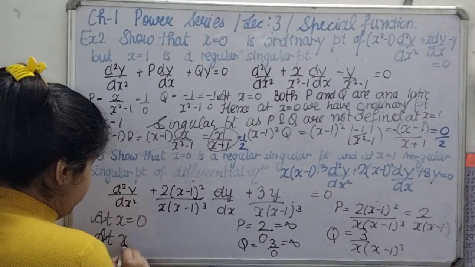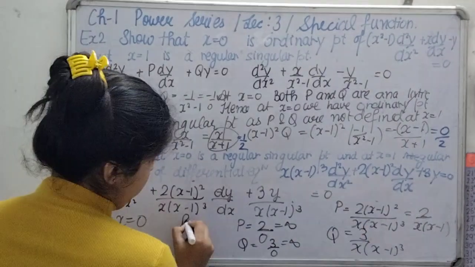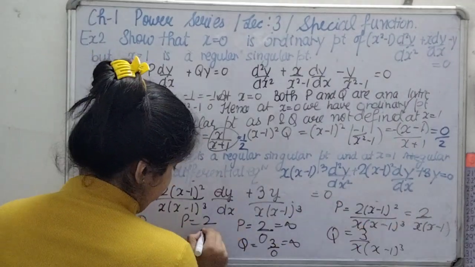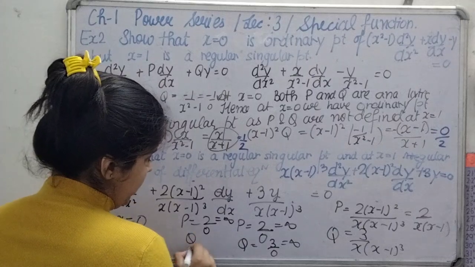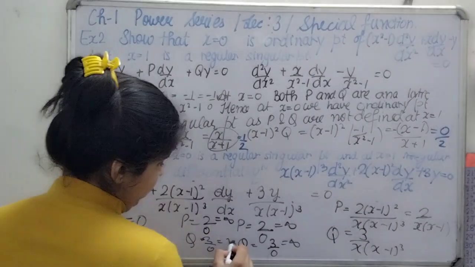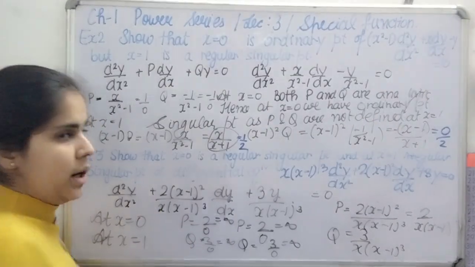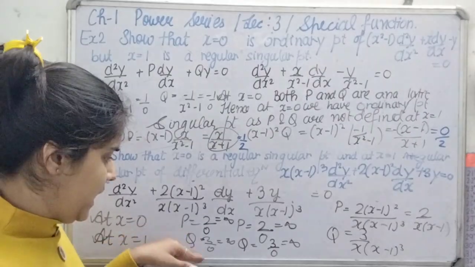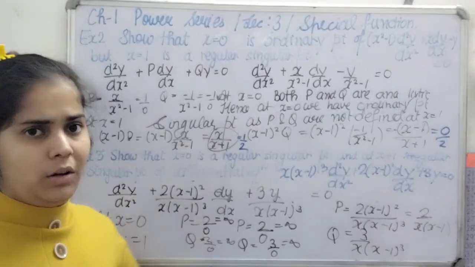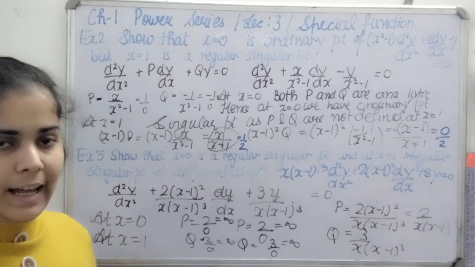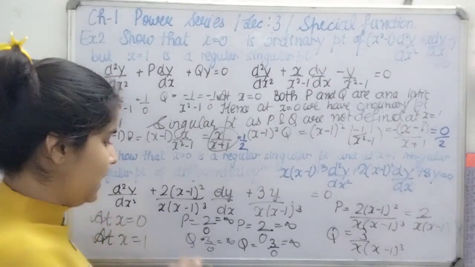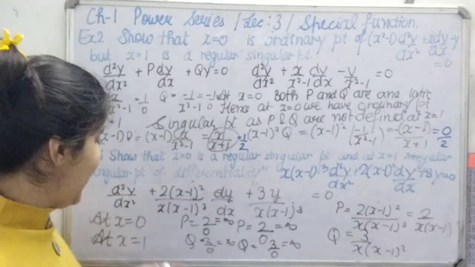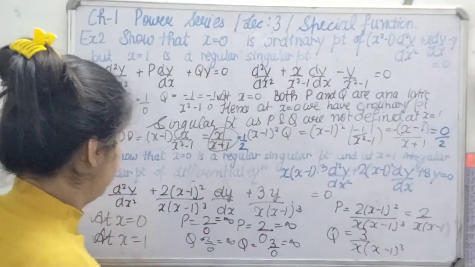Let us check at x is equal to 1. At x is equal to 1, we will see the p value. That is 2 upon 1 minus 1, 0, that is p is infinity. q is also 3 upon 0, that is infinity. Means at x is equal to 1 also, p and q are not defined, so x is equal to 1 is not an ordinary point. It is a singular point. Maybe if we had p as infinity and q not infinity, then also p is not defined. But the condition is that any of these should be not defined. Means we made it clear that both these are not ordinary points, these are singular points. Now we will check further, investigate which one is regular and which one is irregular. So let us see.